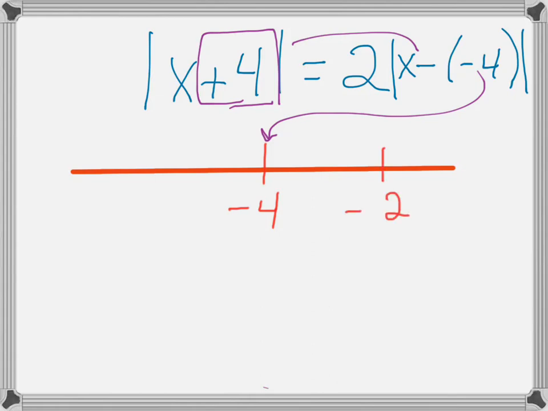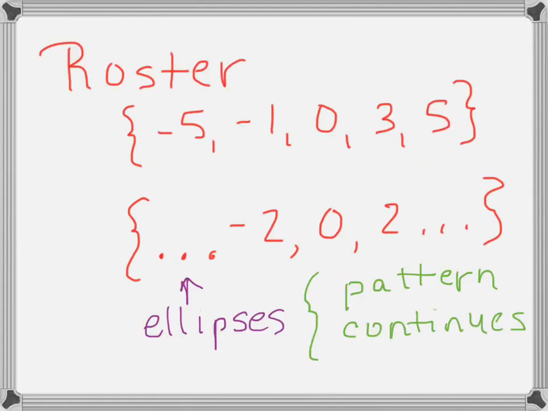2 away from negative 4 is negative 2. 2 to the left of negative 4 is negative 6. We fill in our two dots. Roster notation, negative 6, negative 2. When you put your answer in roster notation, the smallest number goes first, and then the numbers get larger as we go along. Let's take a quick look at roster notation.